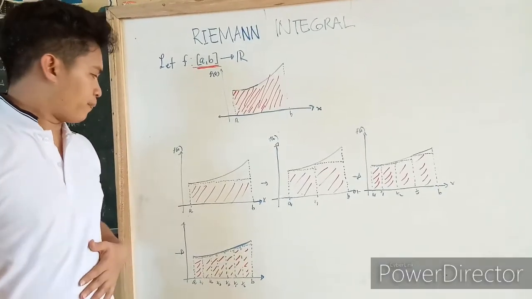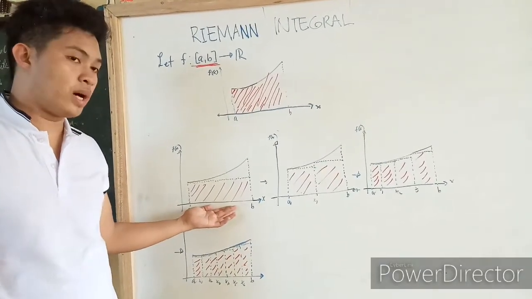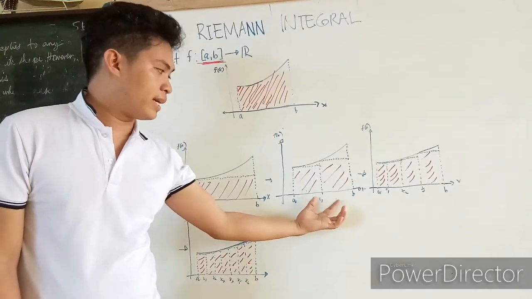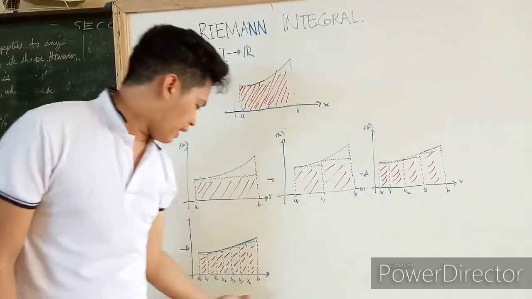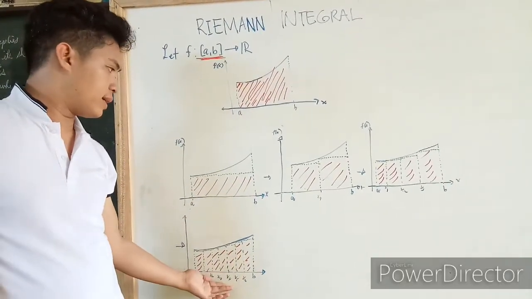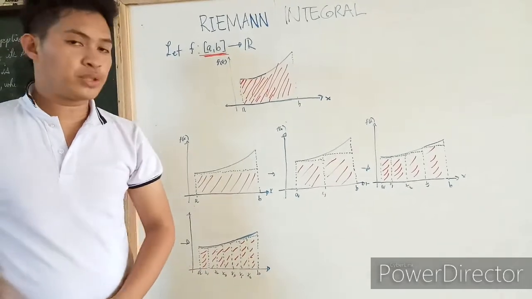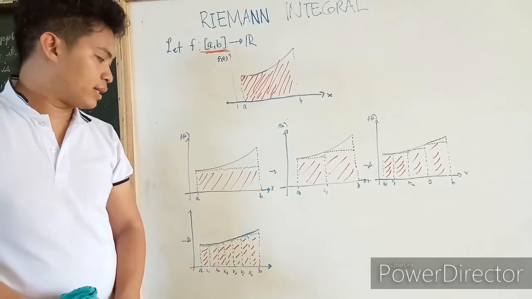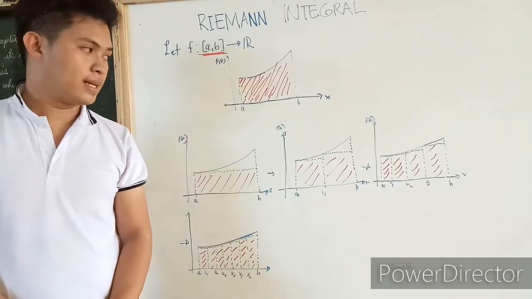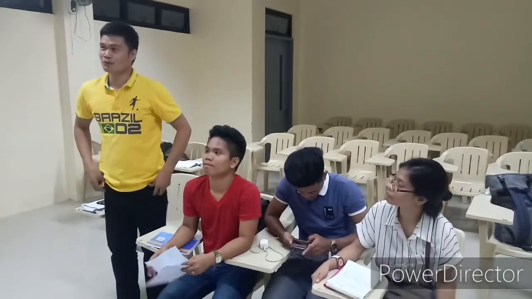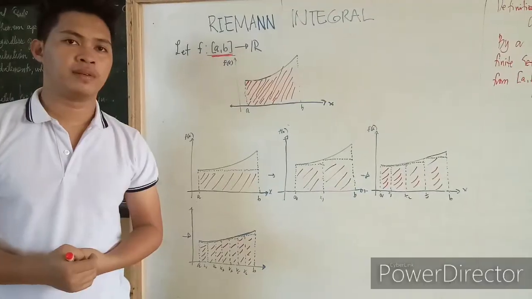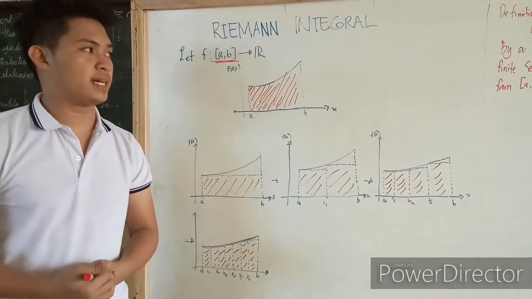Consider this illustration. First, we have only one rectangle, and then we split this one into two. Splitting again, we have 4 rectangles, and we have 6 rectangles. Based on the illustration, what can you observe as we increase the number of rectangles? Sir, taking narrower and narrower rectangles, the resulting approximation converges to the integral of the function. Yes. Now we make this procedure precise.